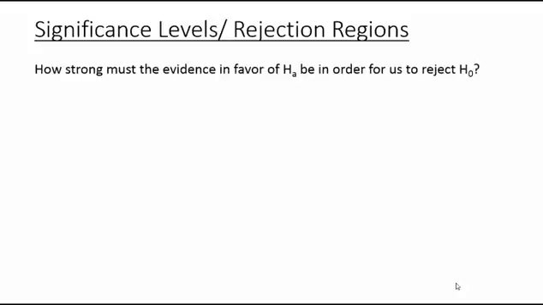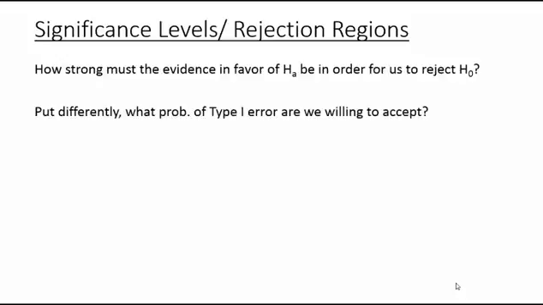Okay, so there's a few more definitions and things we need to cover here, and then we'll be able to move on and do some examples and then the homework. Significance levels. How strong must the evidence in favor of the alternative hypothesis be in order for us to reject the null hypothesis? Or we could also think about this in terms of probability. What probability of type 1 error are we willing to accept?